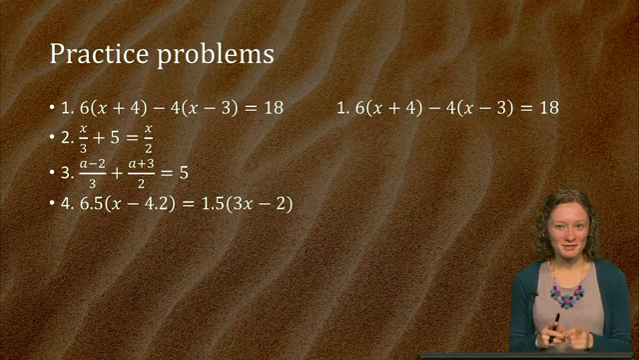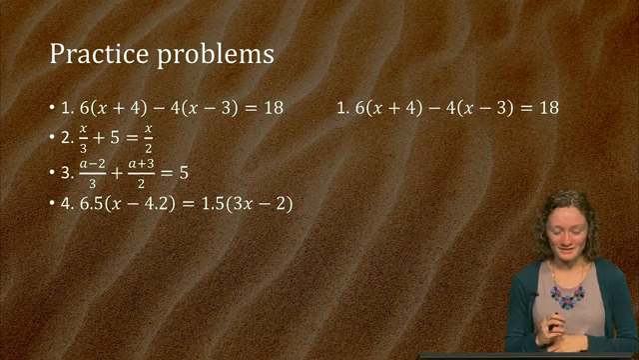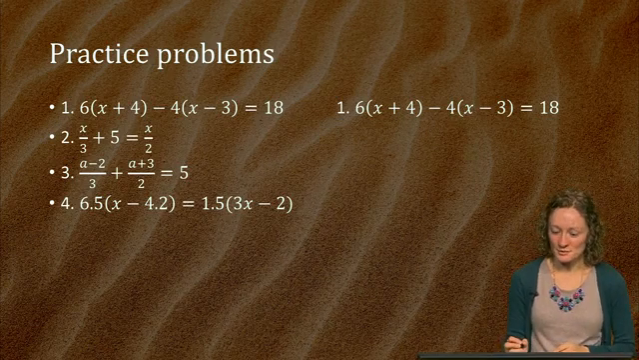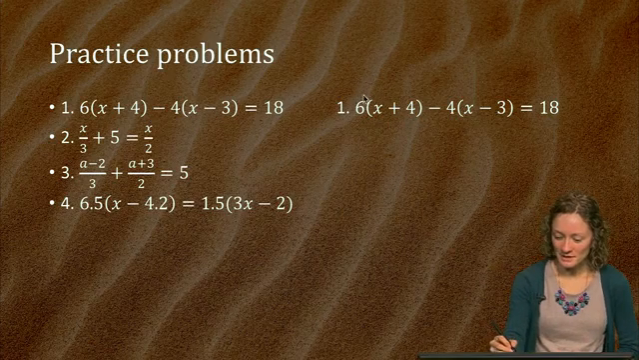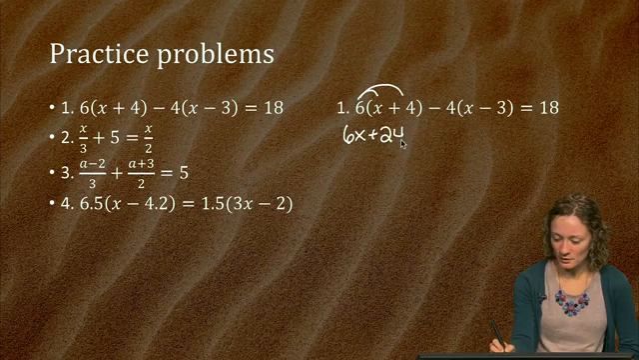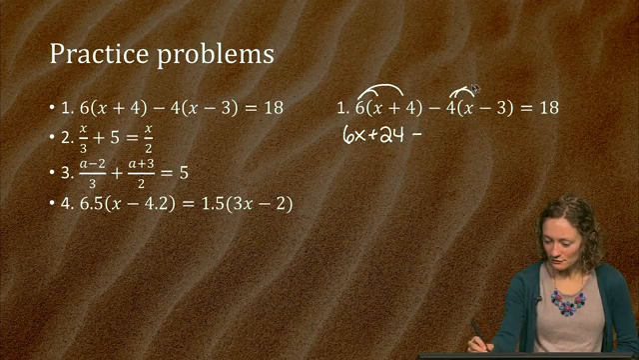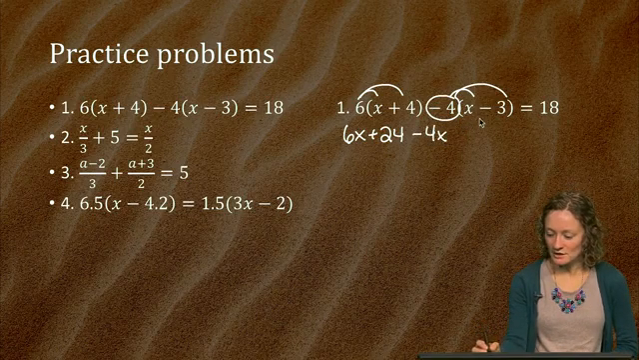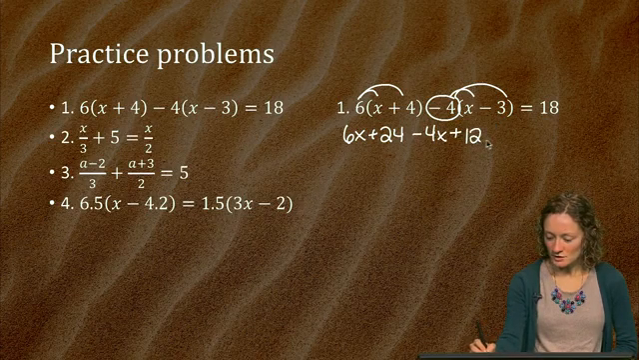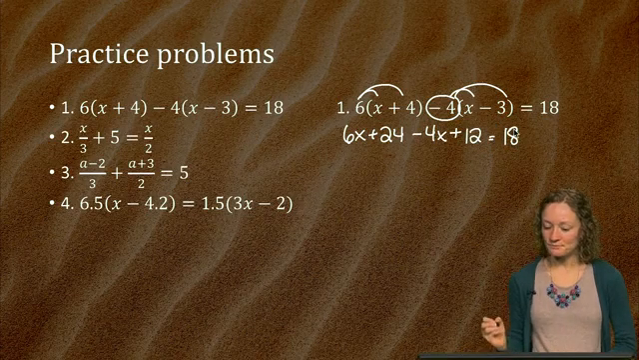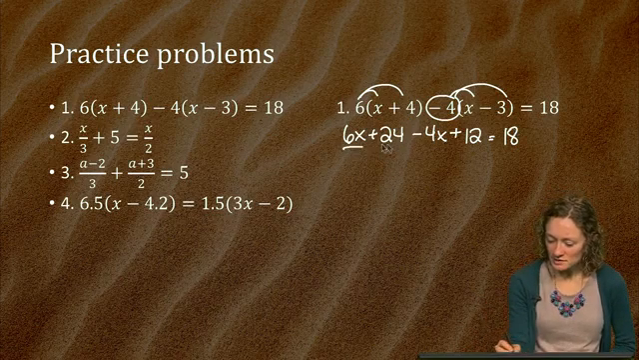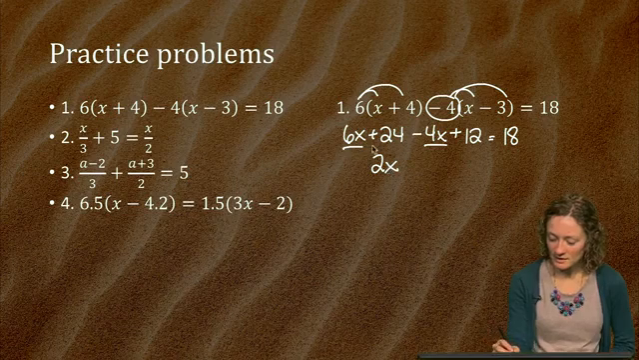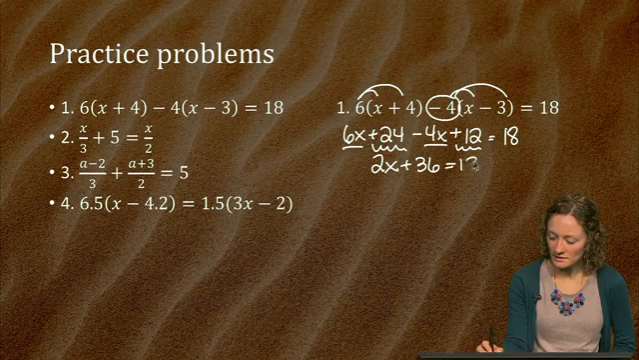Okay, hopefully you've completed all 4. You should complete all 4. It's for practice. And now let's go through them together. So our first problem, whole number problem. First step, distribute. We get 6x plus 24. Distribute this negative 4. Remember, distribute the negative, including it. So minus 4x, and negative 4 times negative 3 is plus 12 is equal to 18. Combine like terms. 6x minus 4x is 2x. Our numbers, 24 plus 12 is positive 36.